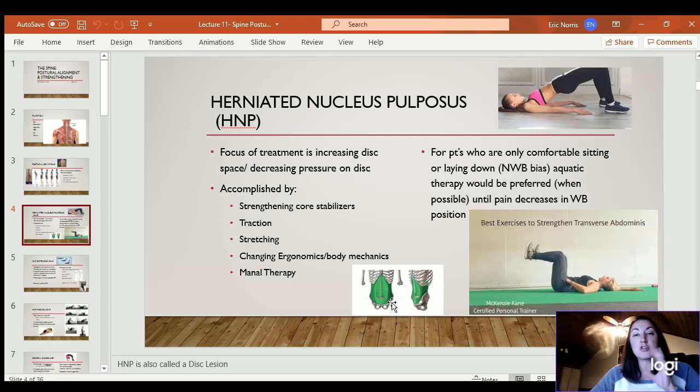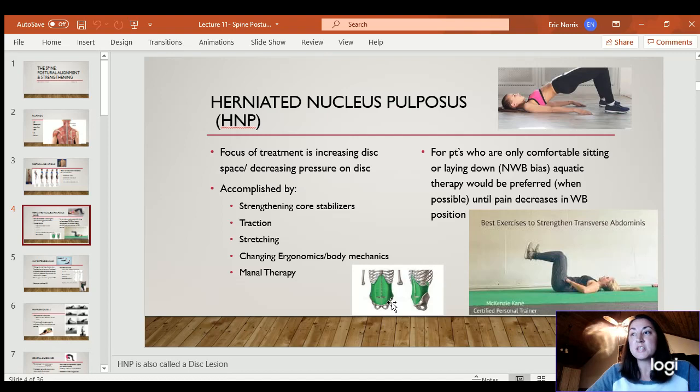Traction, like lumbar traction, can help open up the space. Stretching, because any tight muscle pulling on the area will add extra pressure and cause more tension there. So hamstrings is a common one. Psoas is a common tight muscle in this group. Piriformis can be. It usually doesn't put as much pressure on the disc, but it can be. And then quadratus lumborum is the other that is often tight and can irritate the area.